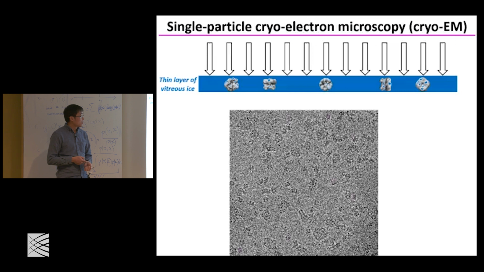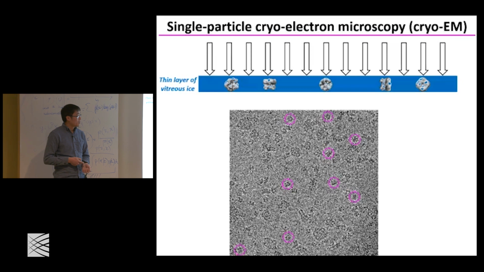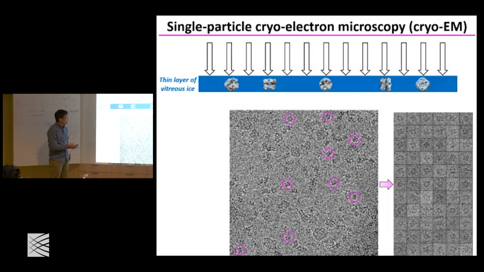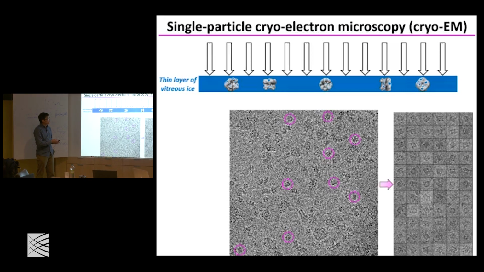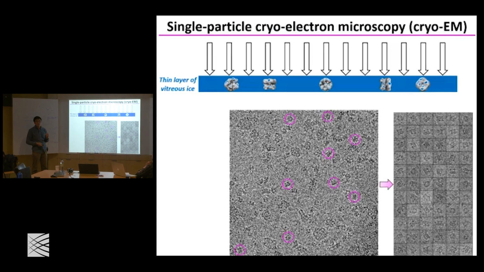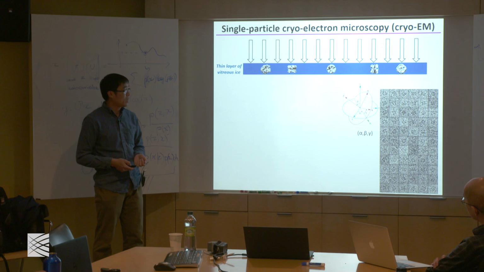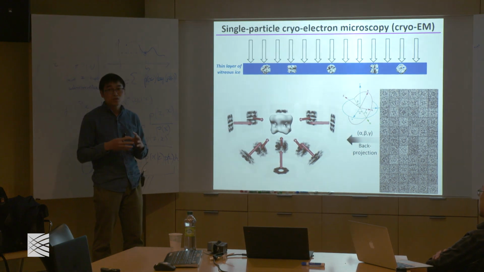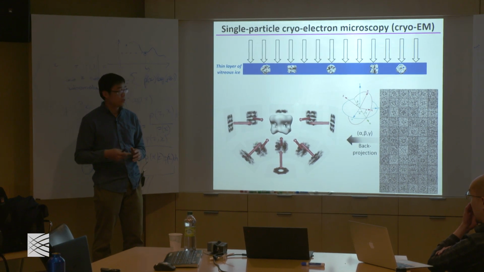For processing, we have to pick out the particles. Here I circle several of them, extract them, and form a particle stack. Each of these particles represents one single protein adopting a certain orientation in ice, and this orientation has to be determined computationally. When that is done, all of them can be back-projected and averaged in 3D to form the original 3D object. With sufficient particles, you can suppress the noise, increase the signal, and achieve high resolution.